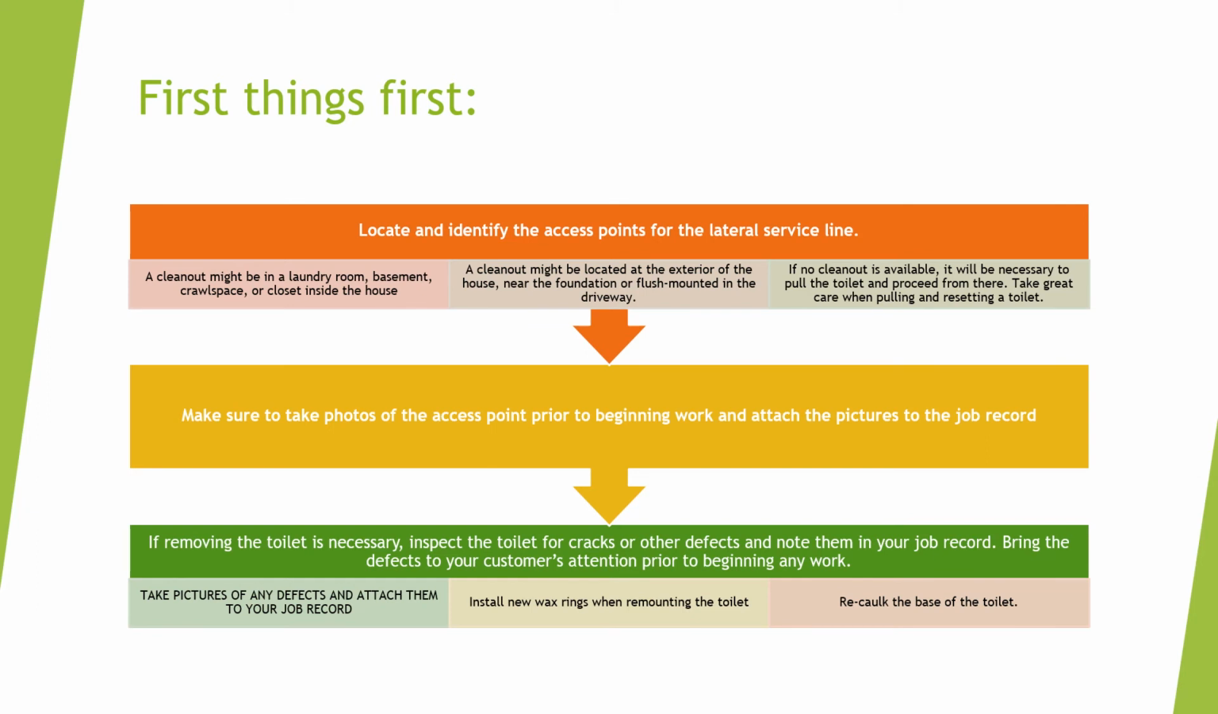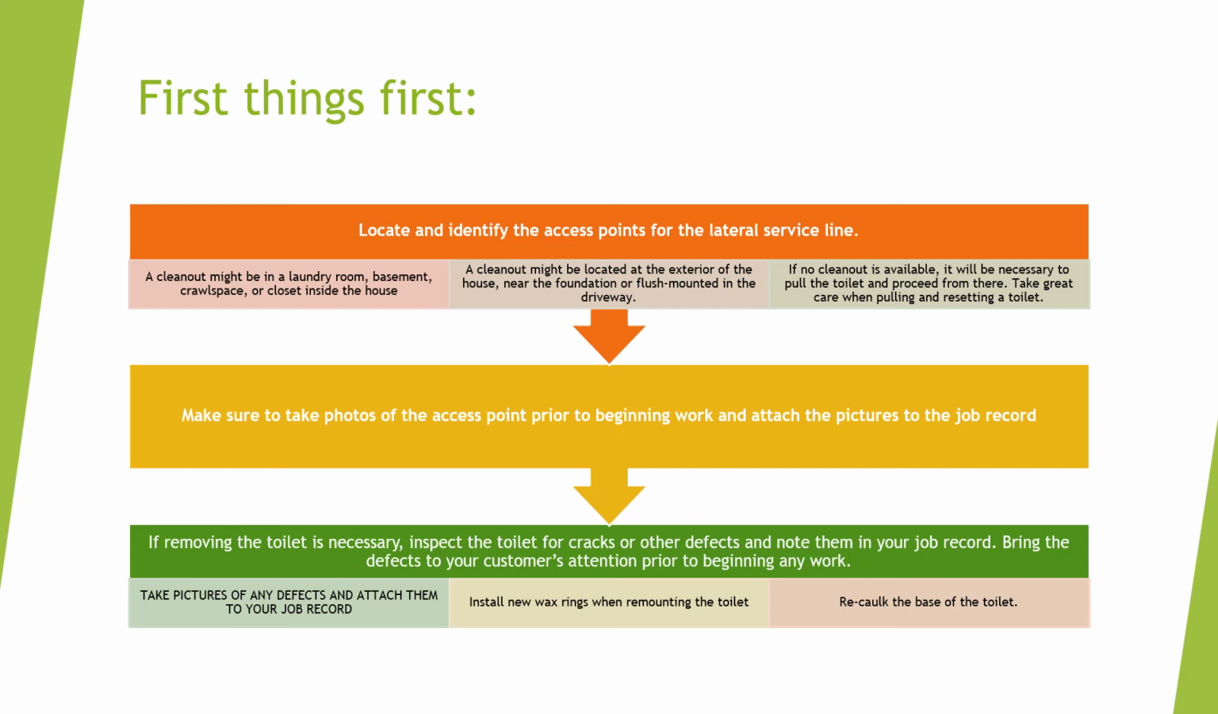Let's put first things first. Locate and identify the access points for the lateral service line. A cleanout might be in a laundry room, basement, crawl space, or closet inside the house. A cleanout might be located at the exterior of the house, near the foundation, or flush mounted in the driveway. If no cleanout is available, it will be necessary to pull the toilet and proceed from there.